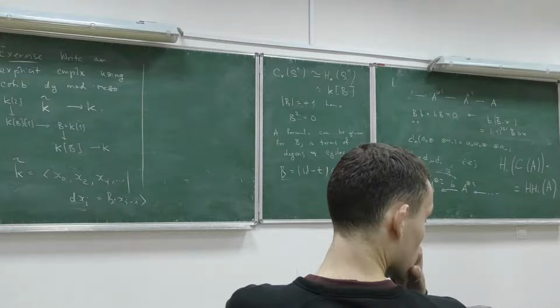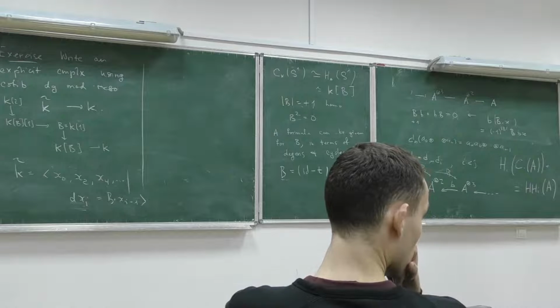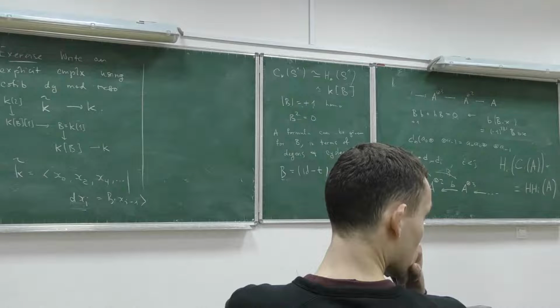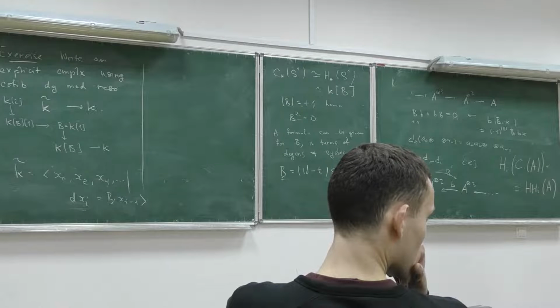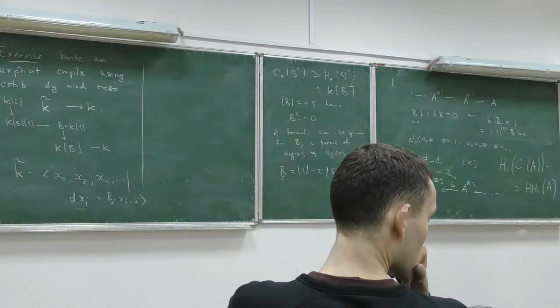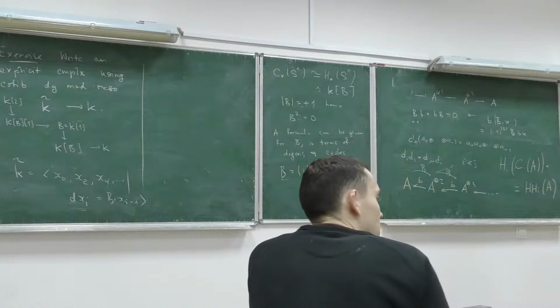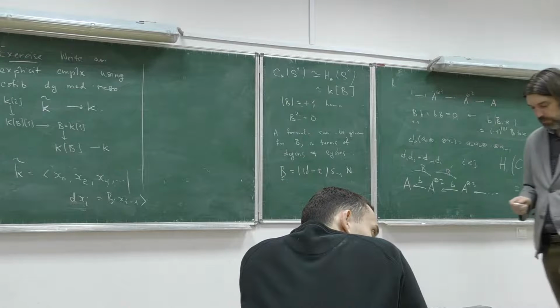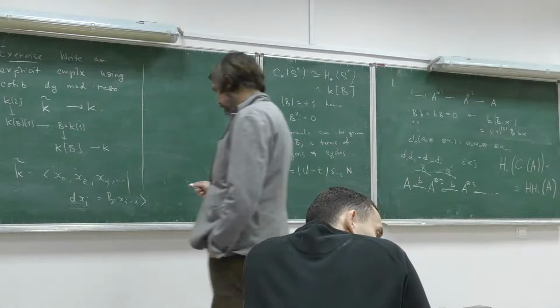That corresponds to loops which are constant. I'm skeptical of this statement. It gives the wrong answer for the homotopy fixed points, I think. Okay, I thought that over Q it's the same thing.